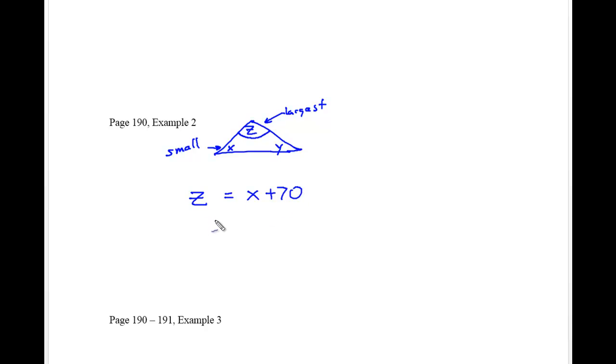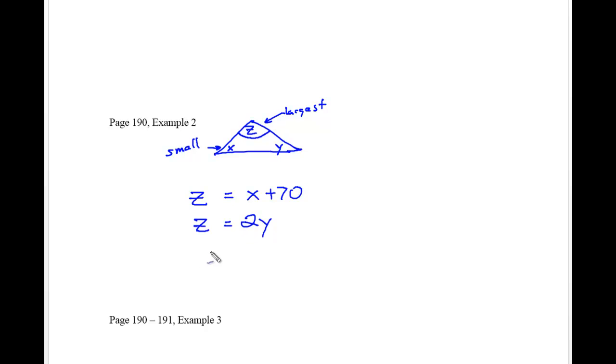Here's the second sentence. It says the largest angle, so here's another equation with Z, is twice as large as the remaining angle. So that would be 2y, which is the remaining one, the one we haven't talked about yet. And so you're probably thinking, okay, great, I've got 2 equations but 3 unknowns. How am I going to solve this problem?